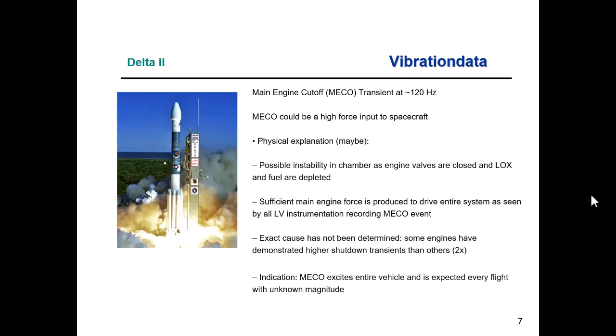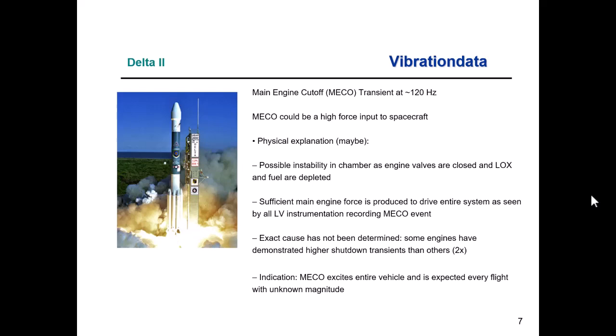And it was actually occurring on every flight, although the magnitude or amplitude would vary from flight to flight. So there was some variation there, but it was expected on every flight. Now the Delta II is now retired, but it had a very successful history of putting satellites into orbit.